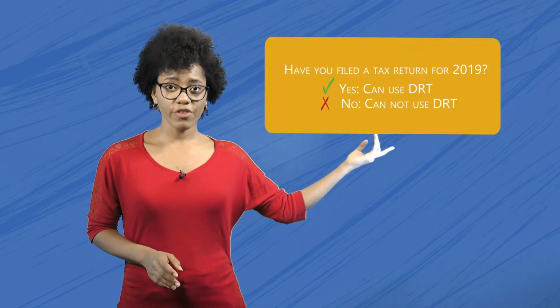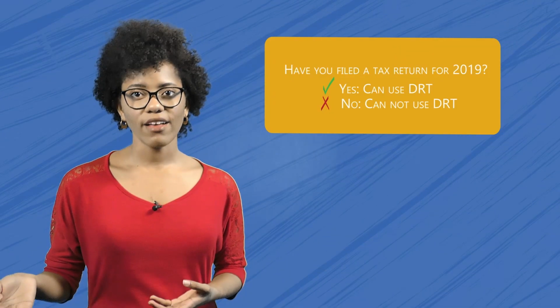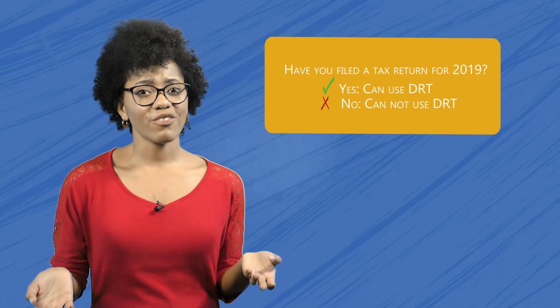At the beginning of the financial information section, you'll answer a few questions to see if it will work for you. The first question is, have you filed a tax return for this year? The DRT pulls data from your tax return that the IRS has on file, so if you haven't filed a return, you're out of luck.